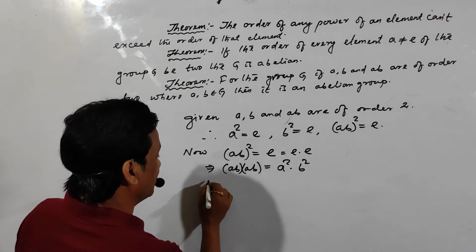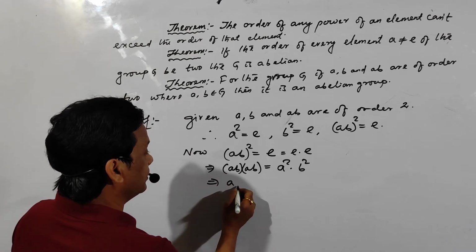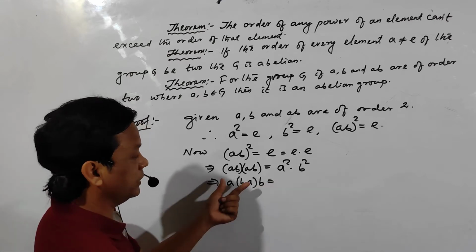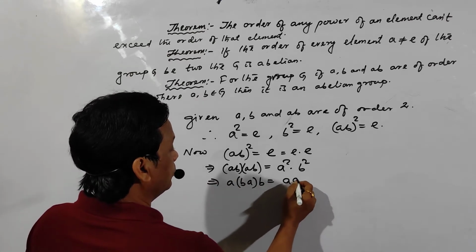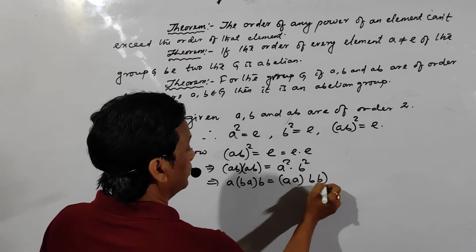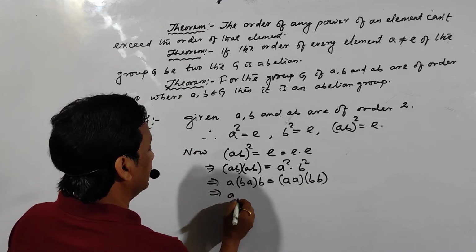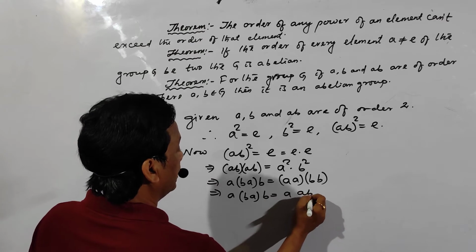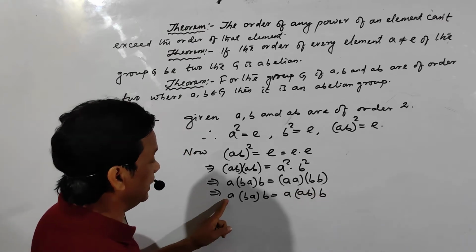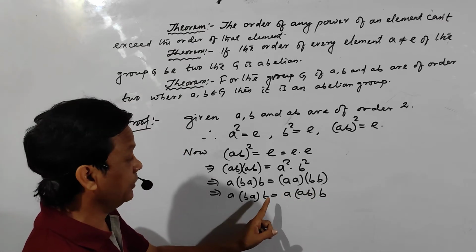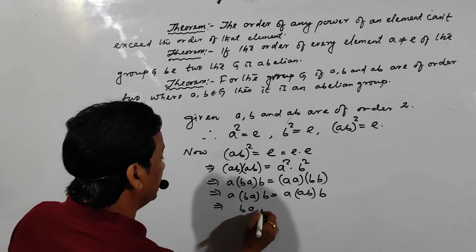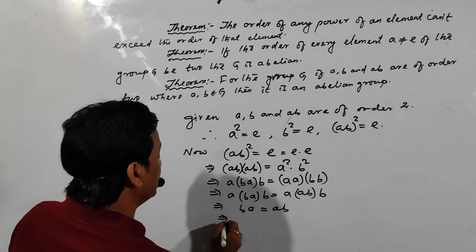So see here how interesting it is. A, B, A into B, I am applying the associative law. Here A into A, B into B. So on the right hand side also you apply the associative law, A and B into B. So by left cancellation you can cancel out A, by right cancellation you can cancel out B. So what remains is BA equal to AB. It implies G is abelian.